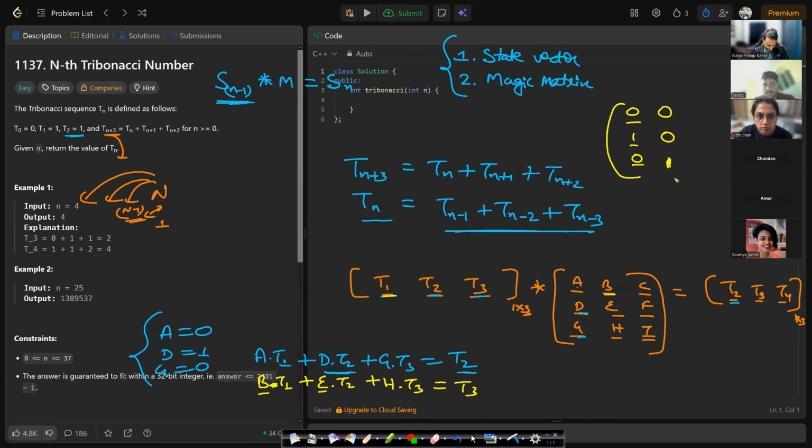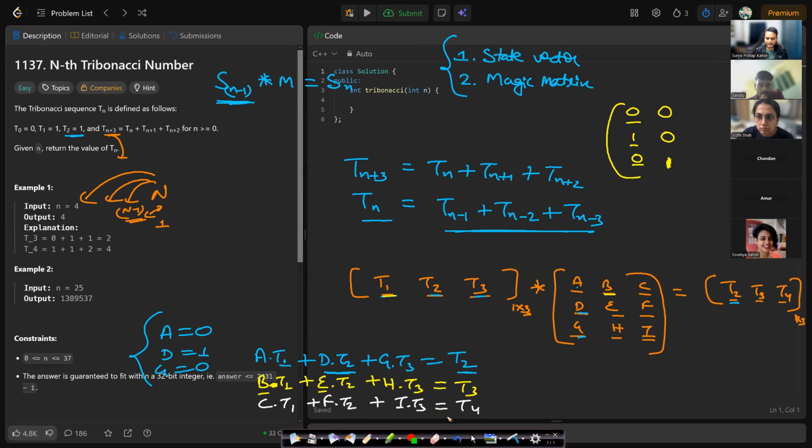Is it fine? Let me check my notes. Yeah, it is fine. So let's go to the third one. C times T1. Are you guys understanding how I'm finding, and how I even arrived at these kinds of representations? F times T2 plus I times T3 equals T4.